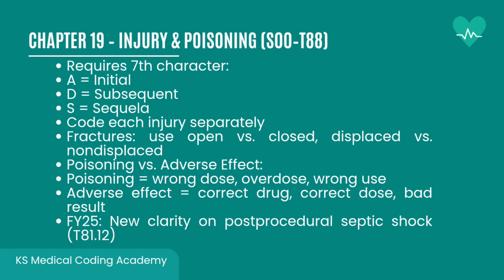Chapter 19: Injury and Poisoning. Injury codes require a seventh character. A equals initial encounter. D equals subsequent. S equals sequela. Fractures must be coded for type, site, and encounter. Differentiate poisoning from adverse effects. Poisoning includes overdoses, wrong drug, or wrong route.